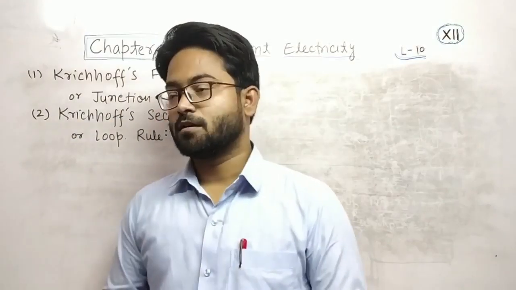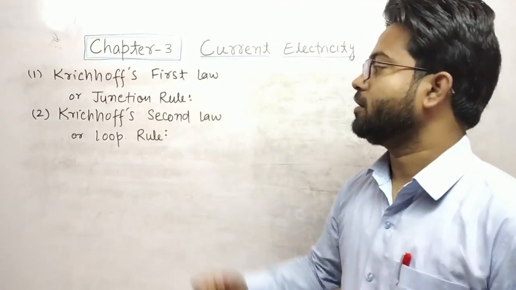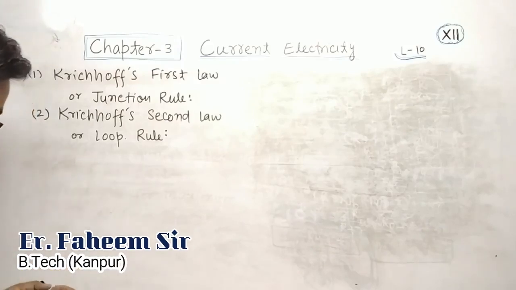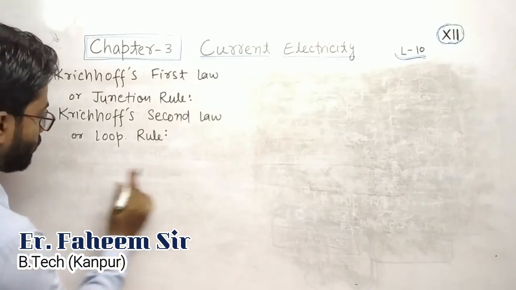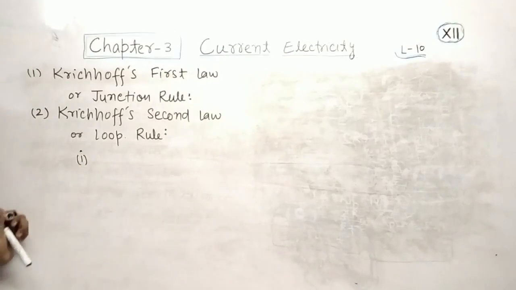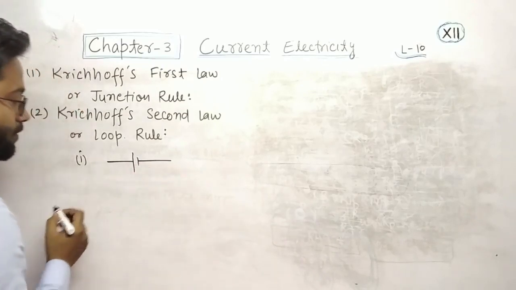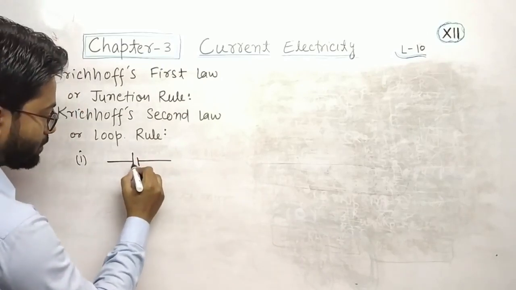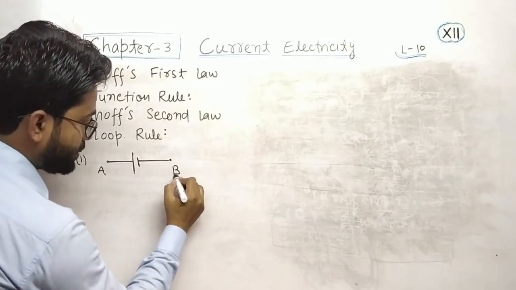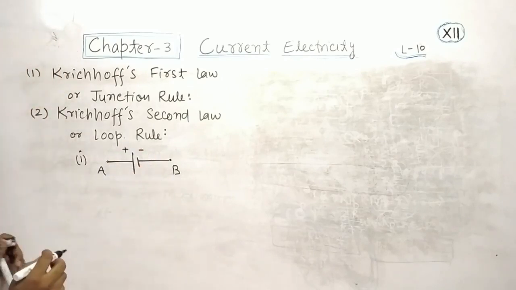Okay, let us discuss the second point, that is Kirchhoff's second law or loop rule. Before discussing this rule, let us discuss some points. First point is, if this is a battery or cell, this point is A and this point is B. This is higher potential, this is lower potential.